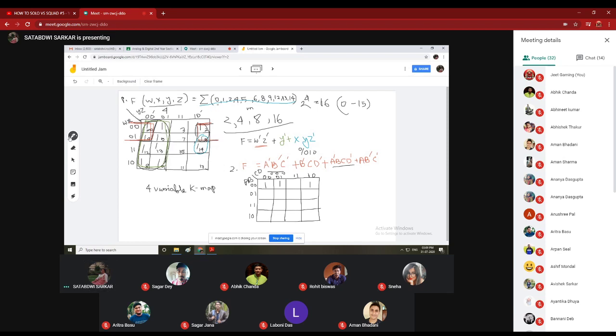And if it is 1, 0, 1, 0, that is 10: last row, last column. And for this we have 4 variables here, so definitely 0, 1, 1, 0. Bar means 0, and without complement we have 1. So 0, 1, 1, 0: second row, last column.